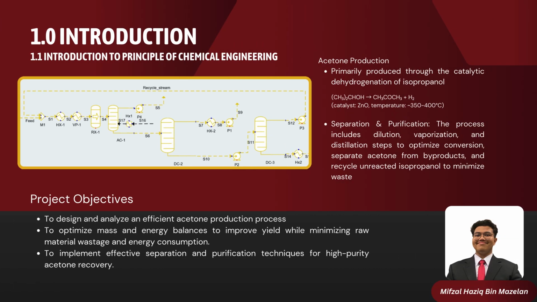We will look into the first part, which is Introduction to Principle of Chemical Engineering. In this project, we are looking into acetone production that involves catalytic dehydrogenation of isopropanol. We also look into consideration of dilution, vaporization, and distillation steps in order to optimize conversion, separate acetone from byproduct, and recycle unreacted isopropanol to minimize waste.